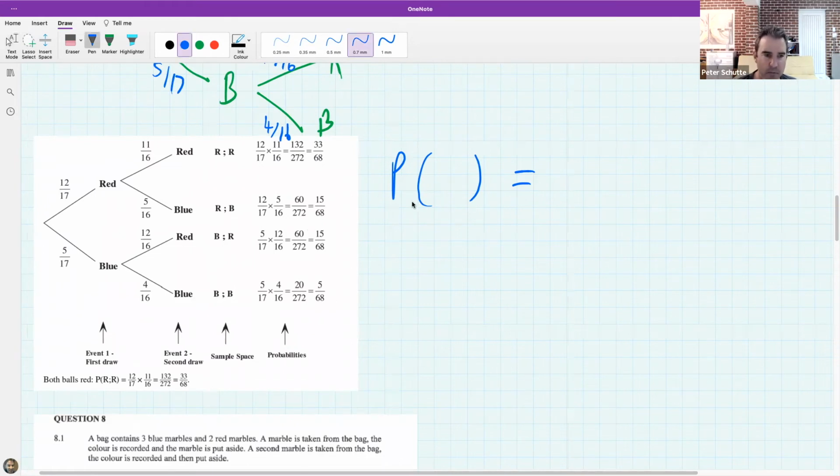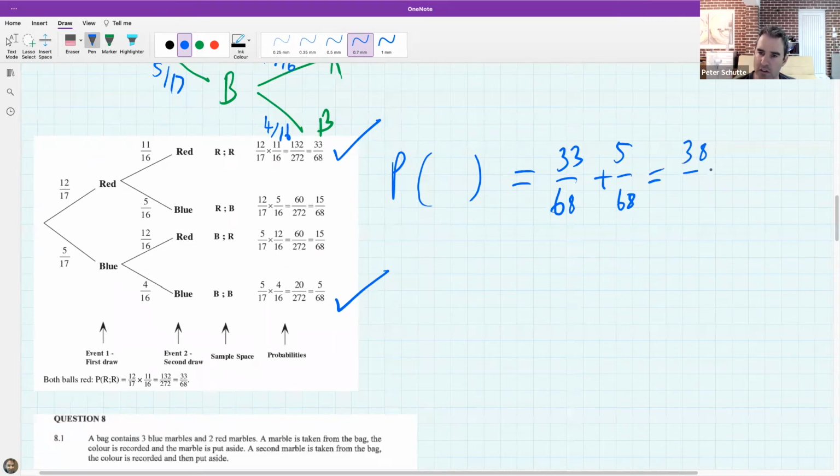Okay, so what is the probability that they have the same color? All you need to do is add this one and that one, which would give you, what's that going to be? It's going to be 33 over 68 plus 5 over 68, 38 over 68, or 19 over 34. So that's the probability of having the same color, either red, red, or blue, blue.